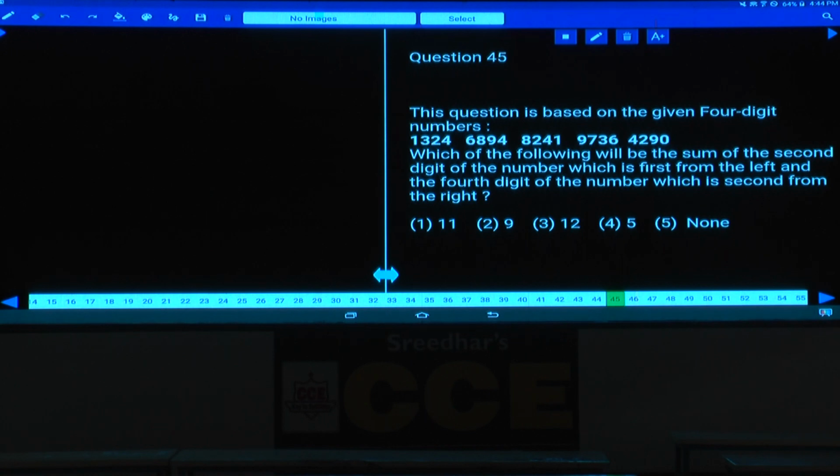Which of the following will be the sum of the second digit of the number which is first from the left? First from the left is 1, 3, 2, 4, and the second digit is 3. And the fourth digit of the number which is second from the right. Second from the right is 9736, fourth digit is 6. Now the sum of these two is 3 plus 6, 9, choice 2.